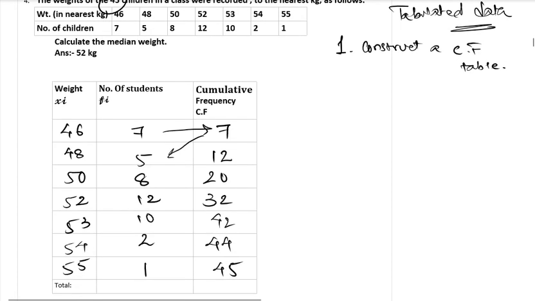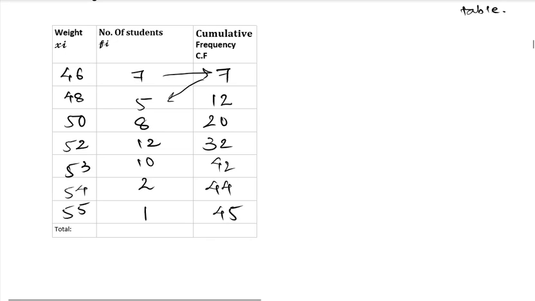Now the total number of children is 45, which is your last cumulative frequency. These two things should match. If you add 7 plus 5, 12 plus 8, 20 plus 12, 32 plus 10, 42 plus 2, 44 plus 1, 45, and the cumulative frequency you got with the same method matches, then your total number of observations is correct. Okay, 45 observations we have.